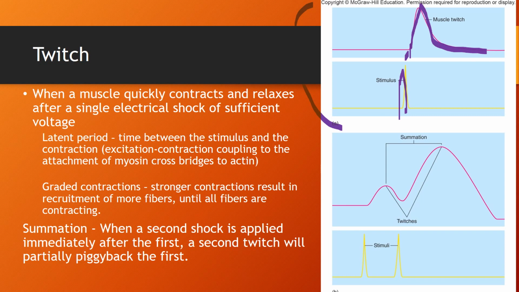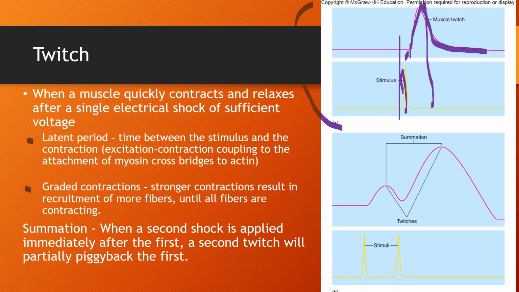So the time from the stimulus to where we actually see the muscle twitch is called the latent period. And this is where we have the excitation contraction coupling. That's the delay or lag time of the actin and myosin cross bridging, of that cycle.